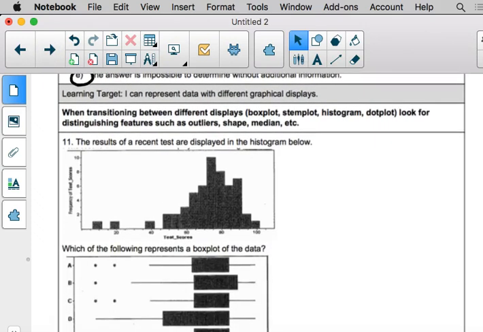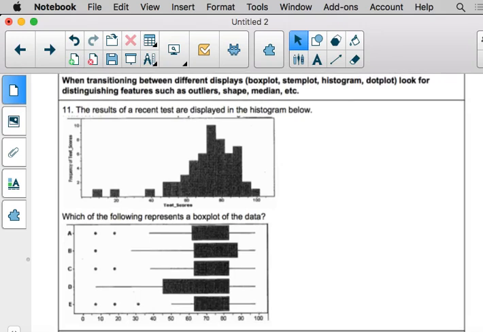Another learning target: I can represent data with different graphical displays. So we're transitioning between different displays, box plot to stem plot to histogram to dot plot. Look for distinguishing features such as outliers, shape, and median. Okay, so the results for a recent test are displayed in the histogram below. Which of the following box plots represents that data?